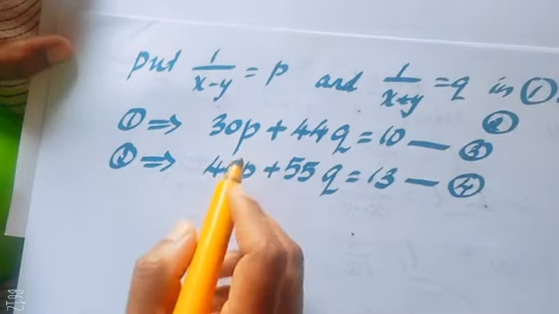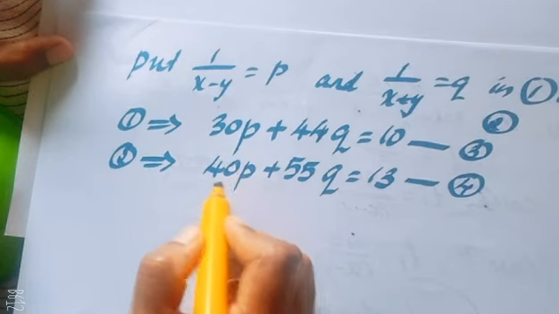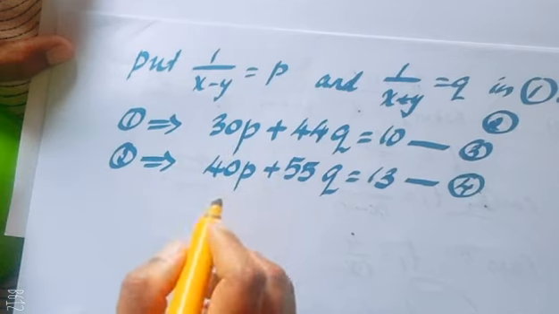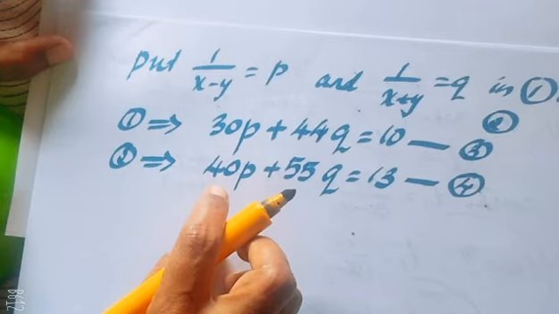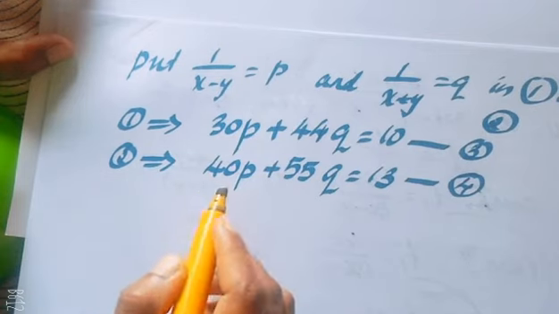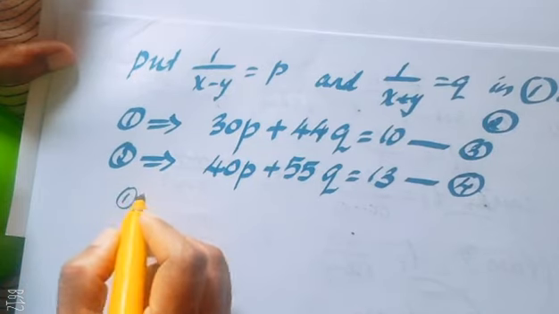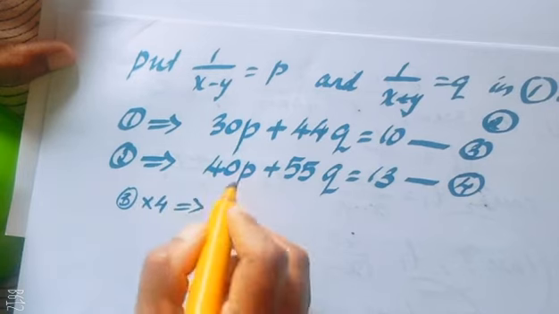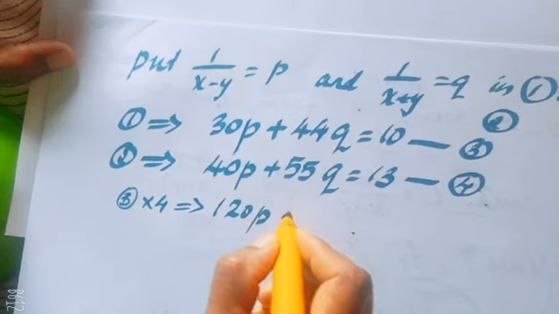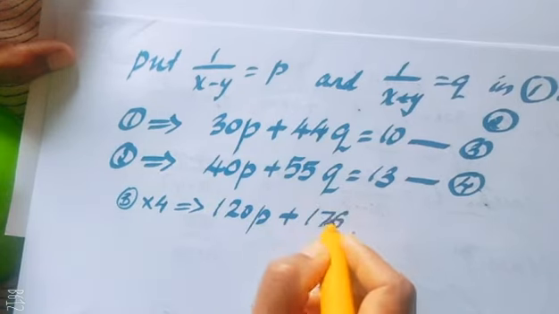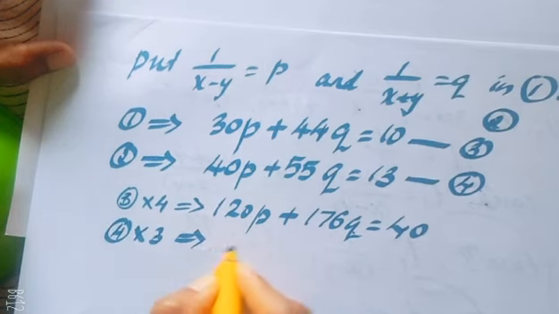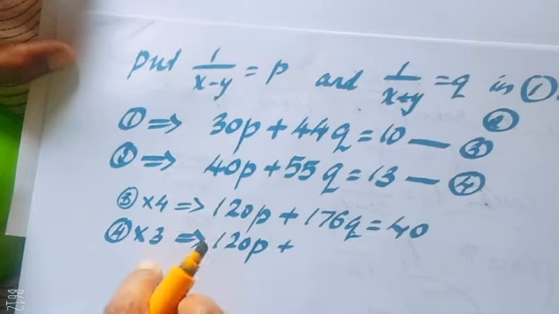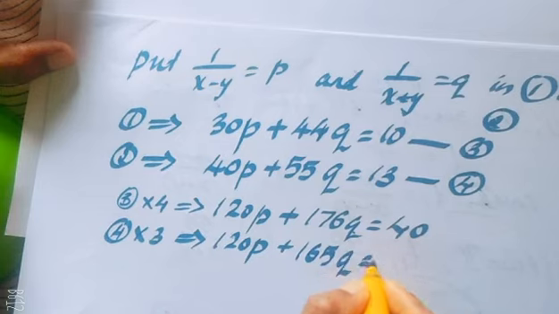Okay, so for that we make the coefficients of p the same. Here the coefficients are 30 and 40. LCM of 30 and 40 is 120. So to make this 120, we multiply equation 3 by 4 and equation 4 by 3. Equation 3 into 4 implies 30 into 4 means 120p plus 44 into 4 is 176q equal to 10 into 4, 40. And equation 4 into 3 implies 120p plus 55 into 3 is 165q equal to 13 into 3, 39.